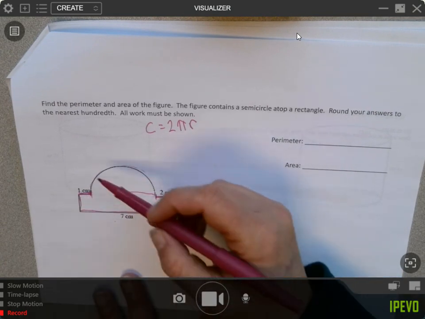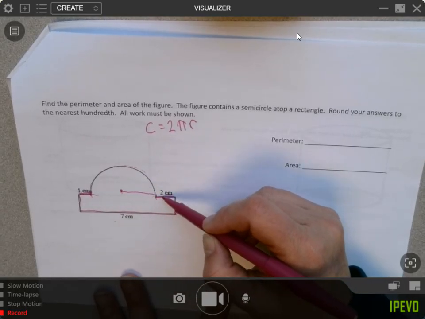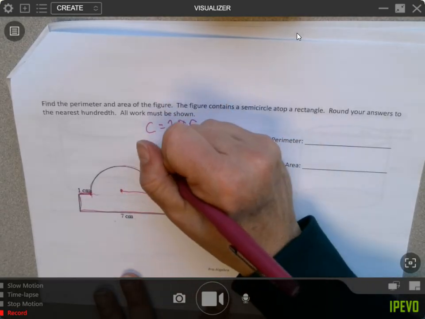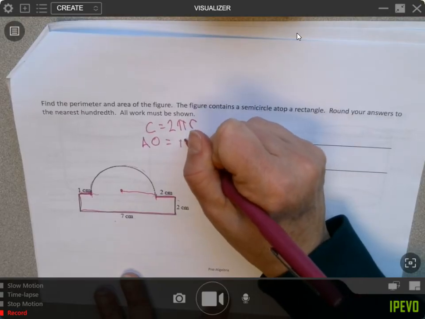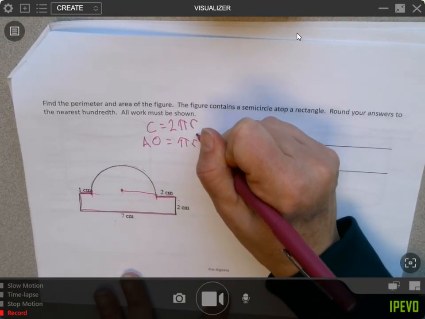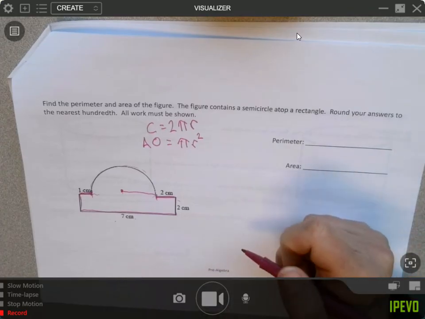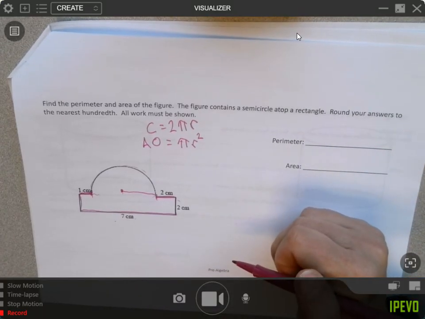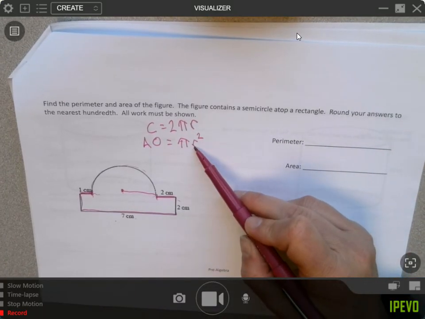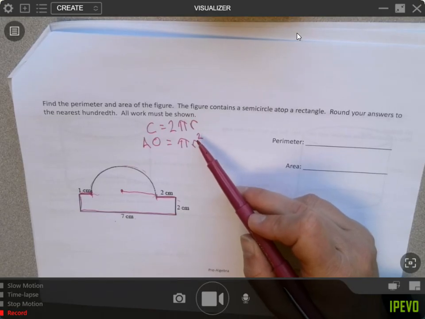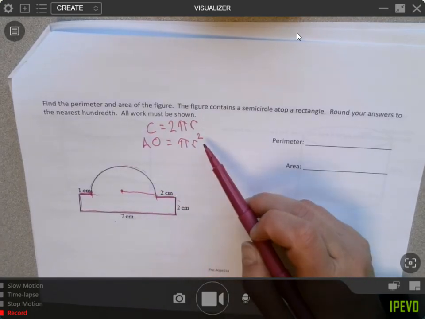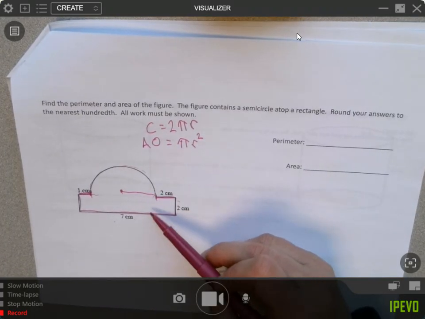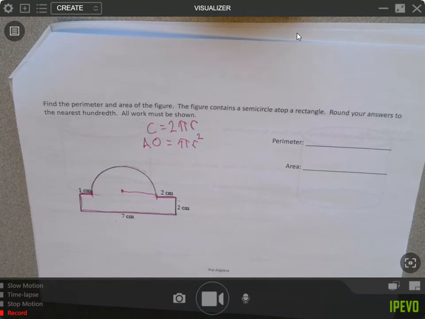Then to find the area, you're going to find the area of the rectangle and the area of a circle. Remember, the area of a circle is pi times r squared. I had somebody who did radius times 2. It's not radius times 2, it's radius squared. So we want to make sure we're squaring that. Then we're going to remember it's a semicircle, half circle, so we divide it by 2, and we add it to the area of the rectangle.